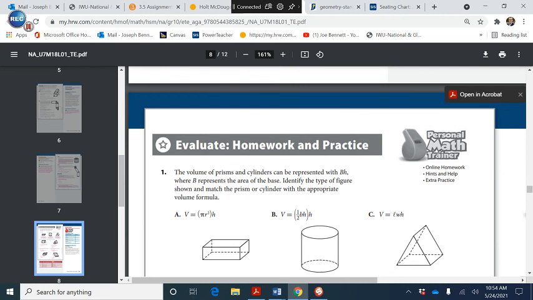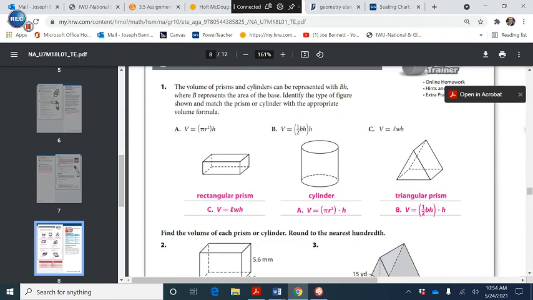You can draw it or write it in, don't care. Look at letter B. Volume is equal to 1/2 base times height. What's that the area formula for? Triangle. That's right. So the one all the way to the right. And then the last one, of course, length times width times height would be the prism. You can see on the screen all 3 answers are shown. Got it? Okay, good.